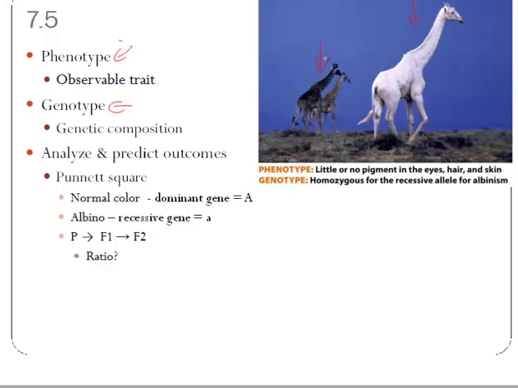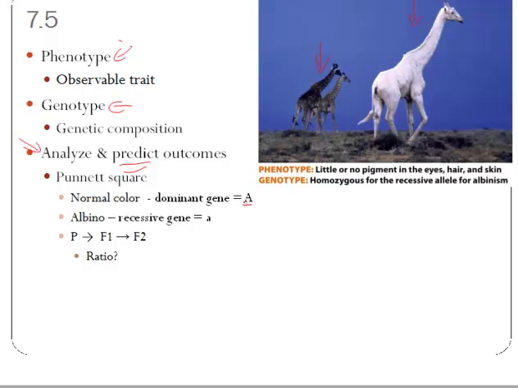Another thing when you're doing heredity, a lot of times you look at it because you want to analyze and predict outcomes. You want to know the possibility of these two giraffes having an albino offspring, or of two people having an offspring with a particular characteristic. To make some of those predictions, you can use a Punnett square. And in a Punnett square, you represent your genes or your characteristics with letters.